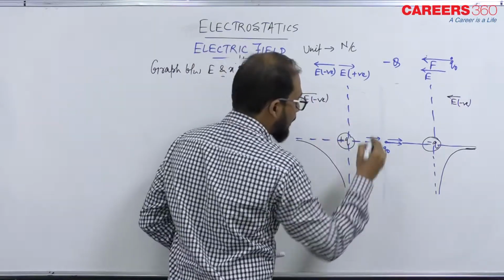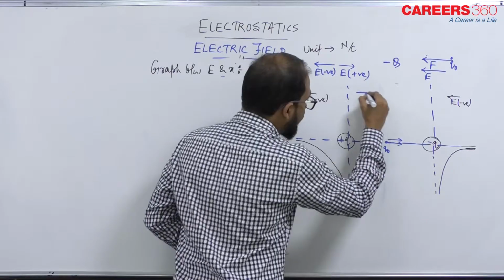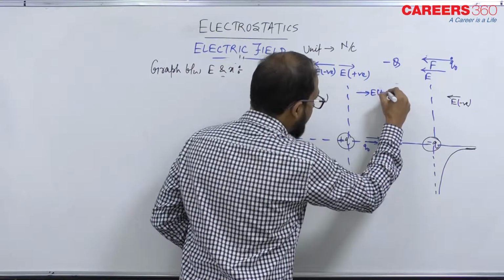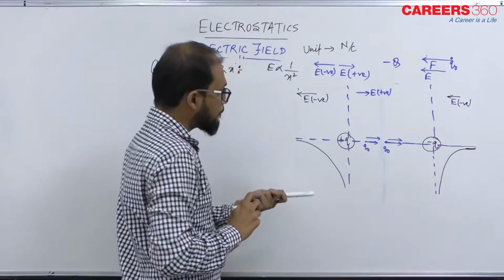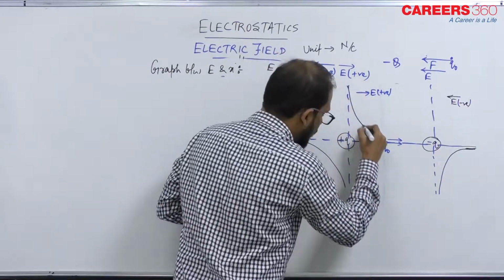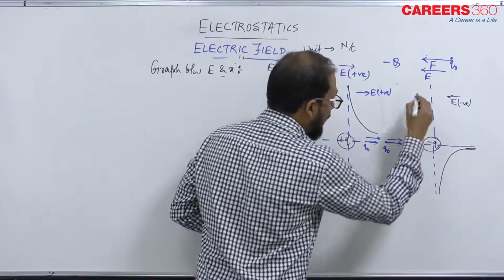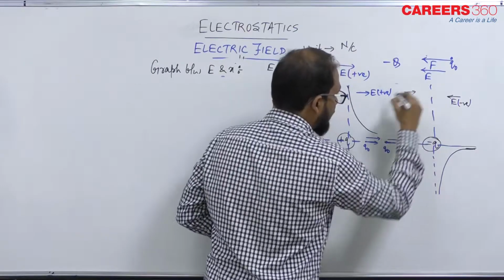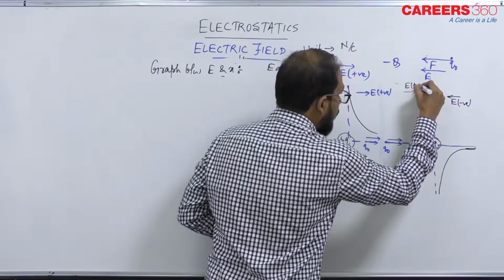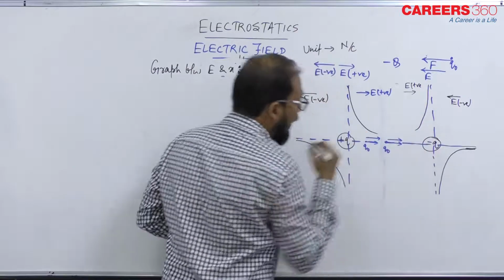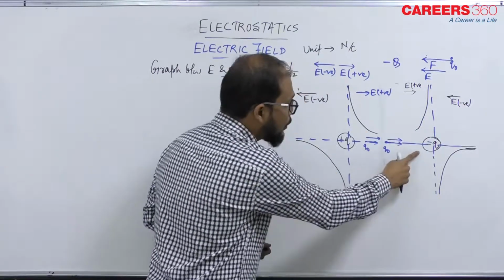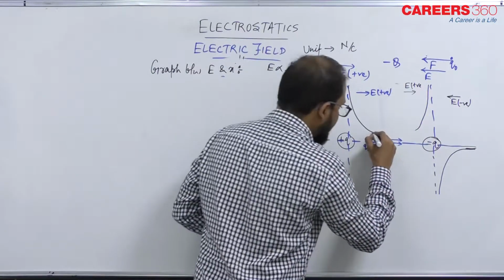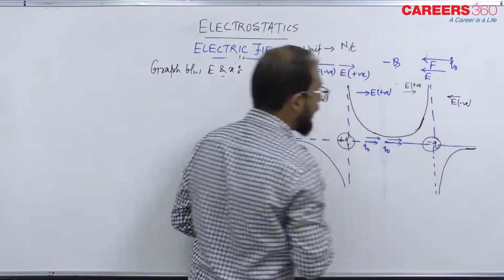So here this is the plus charge q, so the electric field will be in this direction, that will be positive. So it will be like this. And here also due to this minus q charge, the electric field will be in this direction, that means it will be positive. So it will be plotted on this. And here the electric field is not becoming 0 at any point in the middle. That means it will be like this. The graph will be like this.